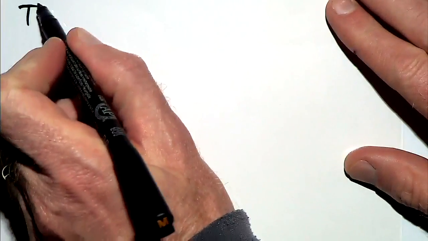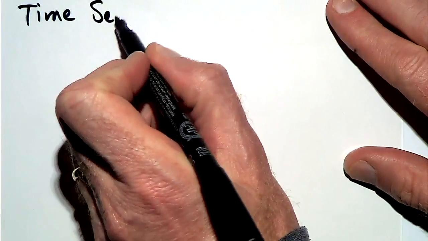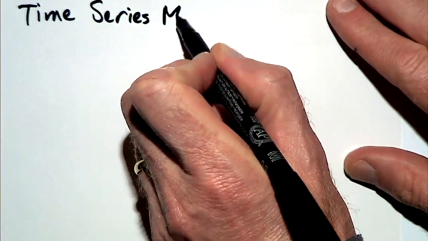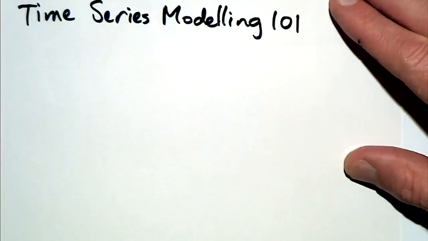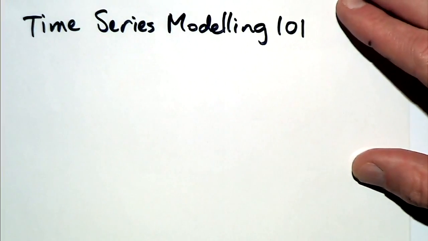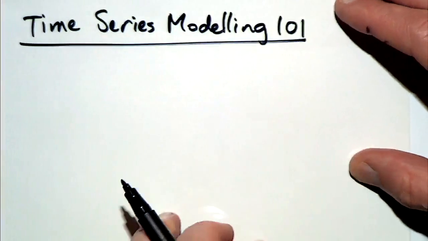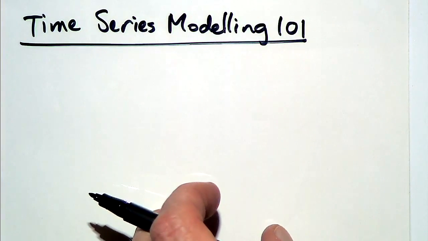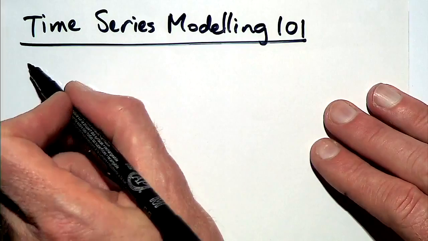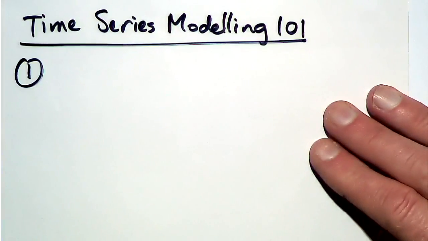So, we'll call this time series modelling 101. Okay? It's only 101 because this is only the most simple time series, right? We're only fitting really simple models here. So these are the steps you've got to take. You don't take these steps, not good.